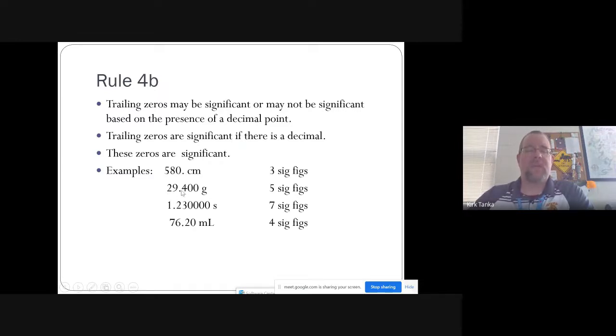29.400 grams. There's a decimal point. The 2 zeros are to the right of the number, not just to the right of the decimal, but to the right of the number. Then that is 5 sig figs. And then we have 1.230000 seconds, that would have 7. All of these zeros are significant because there was a decimal point and they are to the right of the number. And then 76.20, that has 4 sig figs.